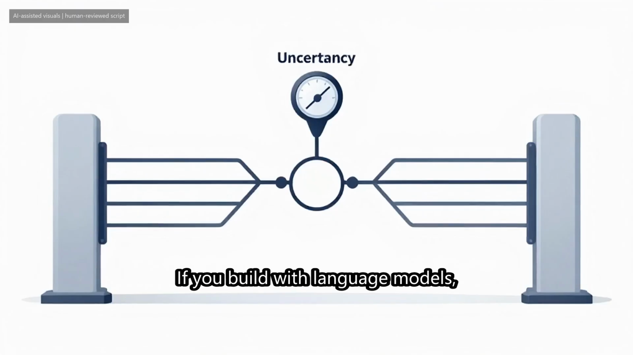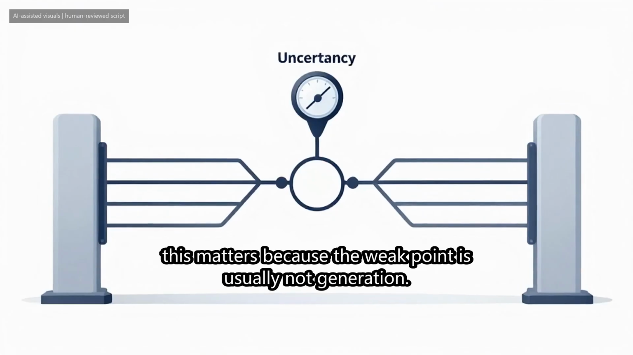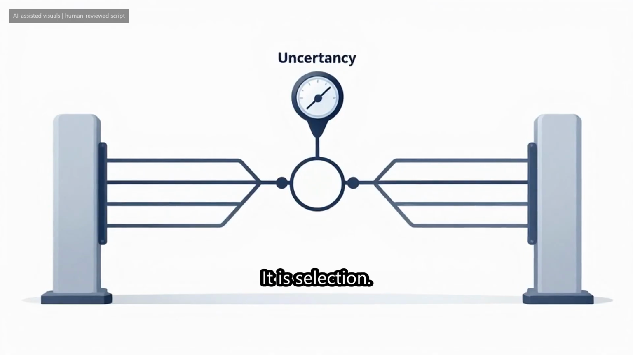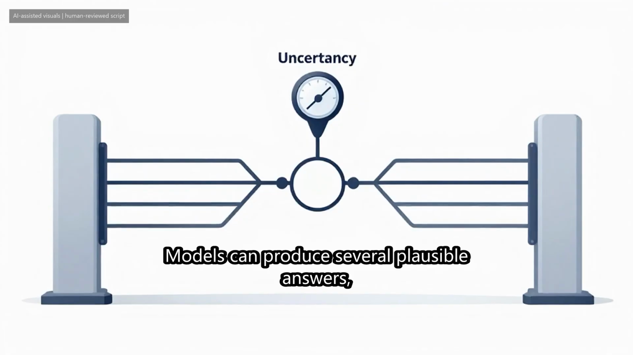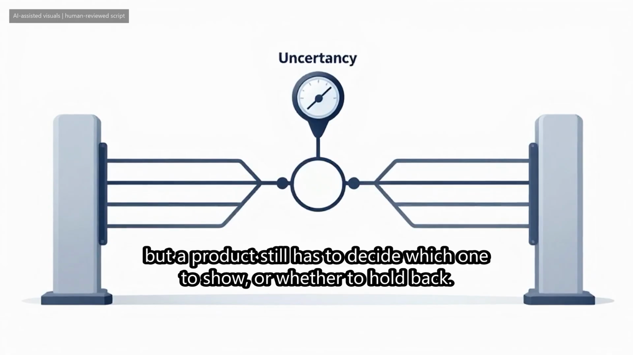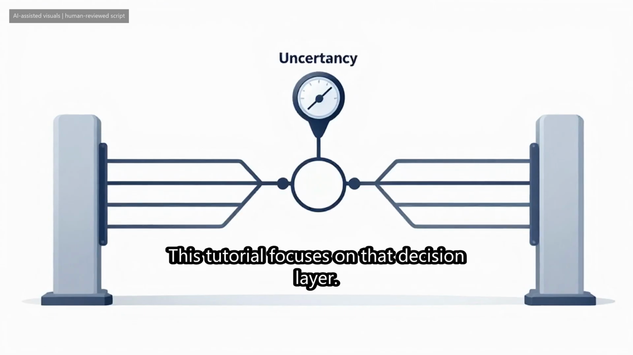if you build with language models. This matters because the weak point is usually not generation. It is selection. Models can produce several plausible answers, but a product still has to decide which one to show, or whether to hold back. This tutorial focuses on that decision layer.